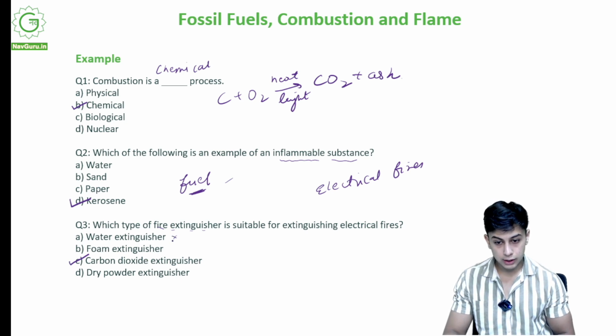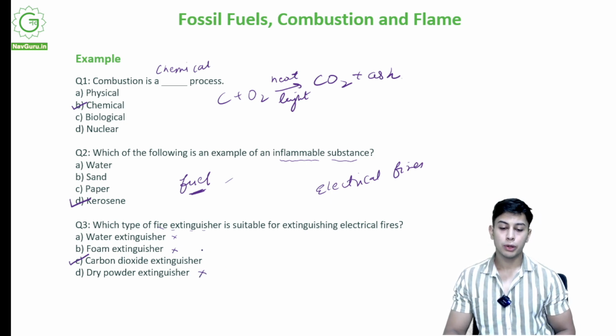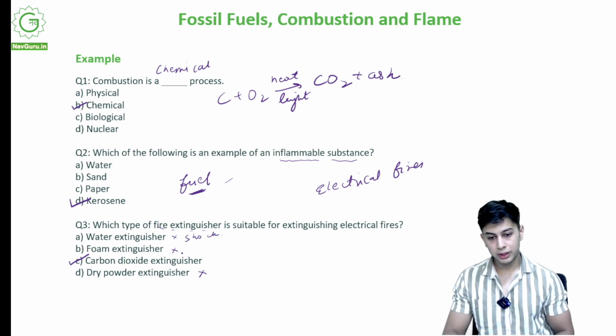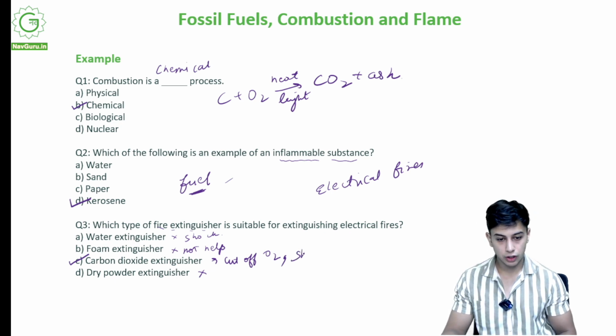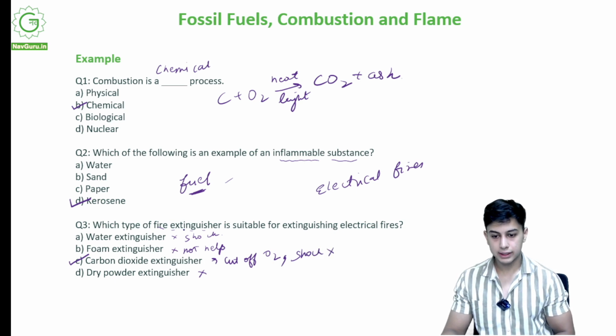Alright, not a water extinguisher, not a foam extinguisher, not a dry powder extinguisher. Okay, why not water? Because it is an electrical fire, you might get an electric shock. Foam extinguisher, no, it will not help because electrical fire. Alright, carbon dioxide, yes. Why? It will cut off oxygen supply first of all. Okay, and it is helpful in electrical fires. Why? Because there is less chance of having another disaster or a shock. Okay, so carbon dioxide extinguisher.